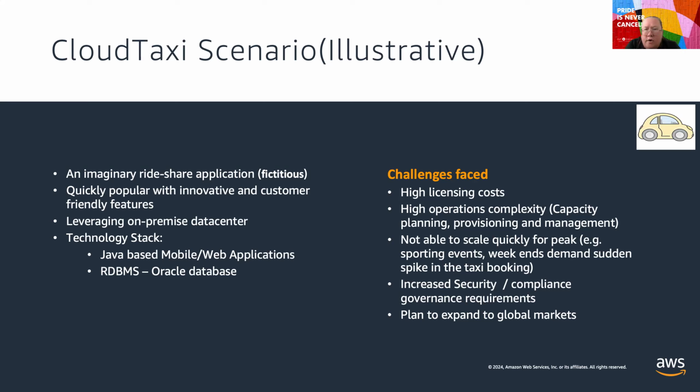Then they are facing also increased security and compliance and governance requirements, and they are planning to expand outside their region. So let's say that if they are in the Nordics, if they are in Finland, they want to go to global markets. How could they do that? Because they are now providing those services out of their on-prem. And then they show us their cloud taxi data model.